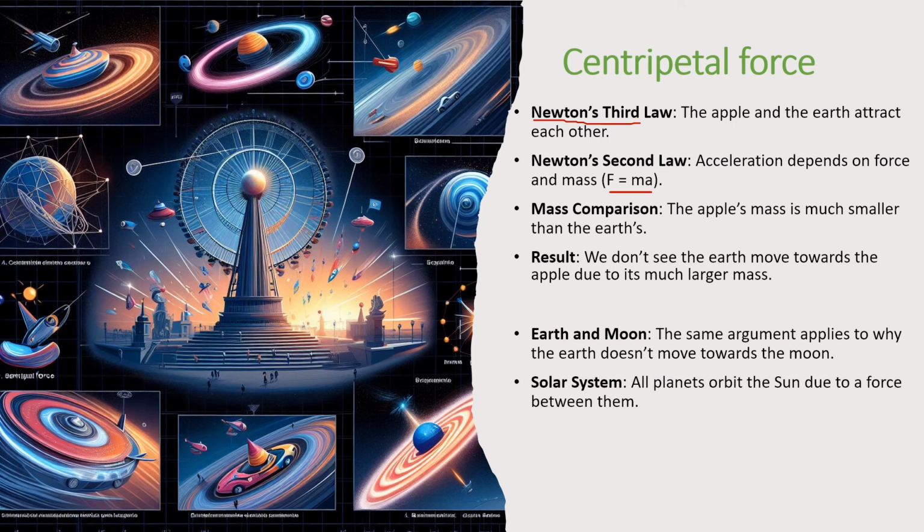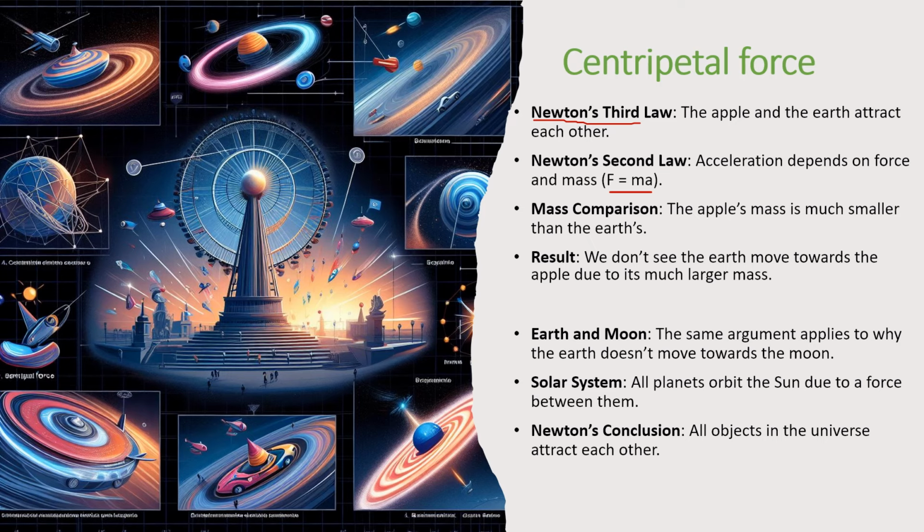In the solar system also, all planets orbit the Sun due to the force between them. But which moves? The planets move, and the Sun doesn't. I mean, the Sun also moves, but not with respect to the planets. The reason is the mass of the Sun is very, very high. Naturally, its acceleration is lesser.